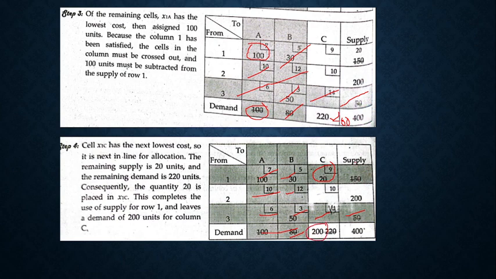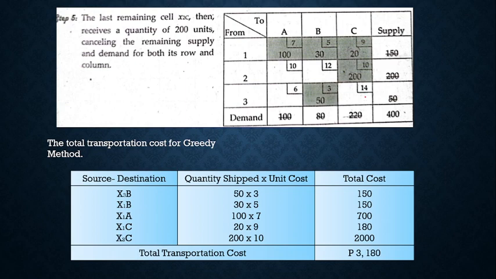And now, di ba, yung supply ni warehouse 2, meron siyang 200. And the demand of the company C is 200 pa, di ba? So, ilagay mo lang dito, class. Okay? So, wala na. Di ba? Wala na. So, therefore, the last remaining cell, X sub 2C, receives a quantity of 200 units. So, canceling the remaining supply and the demand for both its row and column. So, wala na. Okay? So, solve na yung problem natin. Exhausted na or satisfied na lahat.